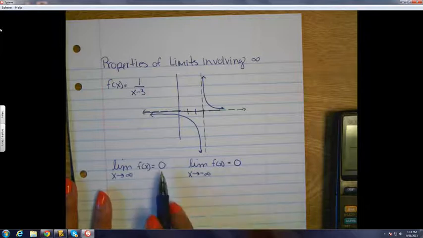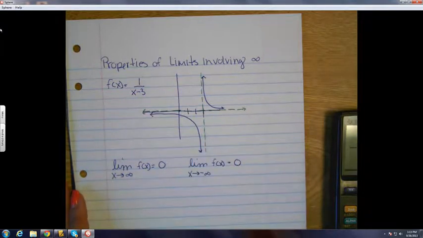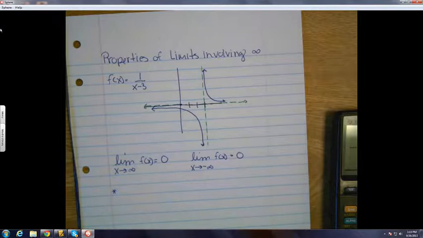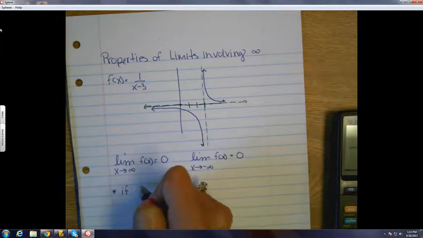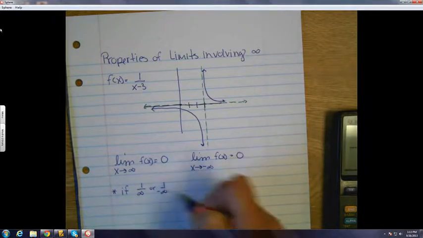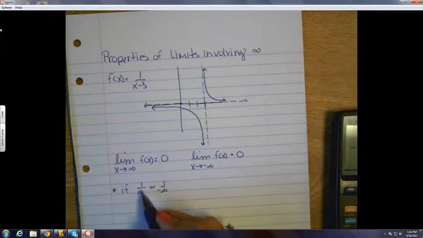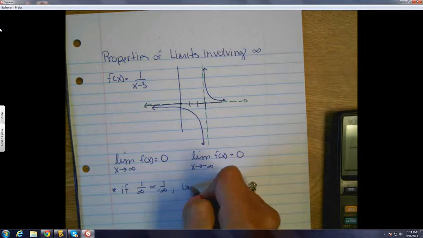So, how could we have gotten these answers without looking at the graph, in case you have to do that next year? Well, in general, what we're going to say is if the function takes on the form 1 over infinity or 1 over negative infinity, it's like taking the number 1 and dividing something enormous into it. How many times is something enormous going to fit into 1? Not at all. That's why they're coming out equal to 0. So if you get a 1 over infinity or a 1 over negative infinity, the answer is 0. The limit will equal 0.